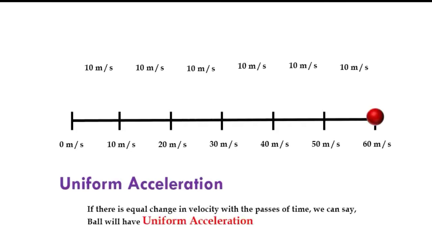So how to define uniform acceleration? If there is equal change in velocity with the passage of time, we can say that the ball has uniform acceleration. Next one, non-uniform acceleration.